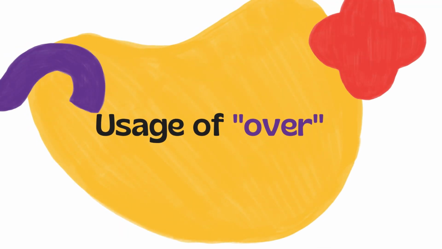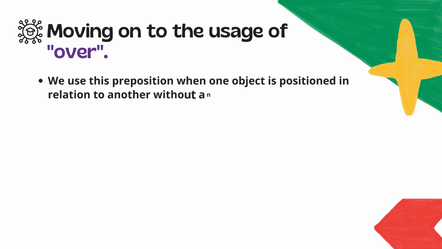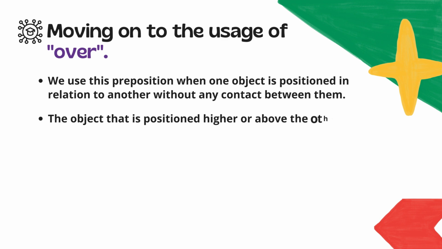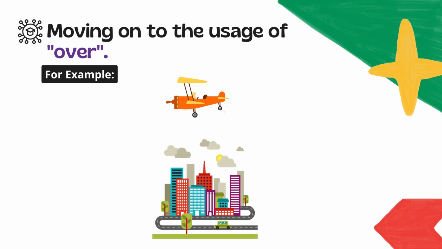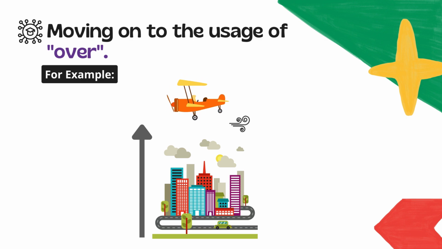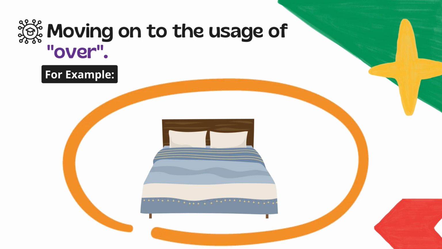Usage of over. Moving on to the usage of over. We use this preposition when one object is positioned in relation to another without any contact between them. The object that is positioned higher or above the other object is said to be over the other object. For example, if we say the plane is flying over the city, it means that the plane is in the air above the city without any contact between them. Similarly, if we say the blanket is over the bed, it means that the blanket is positioned on top of the bed and covering the entire surface of the bed.